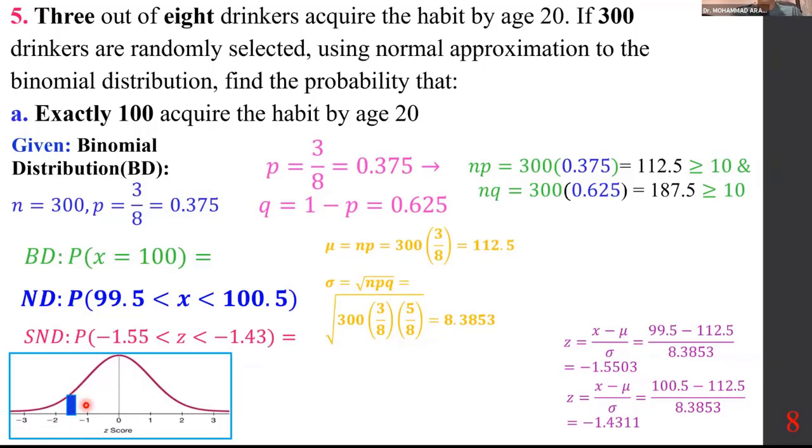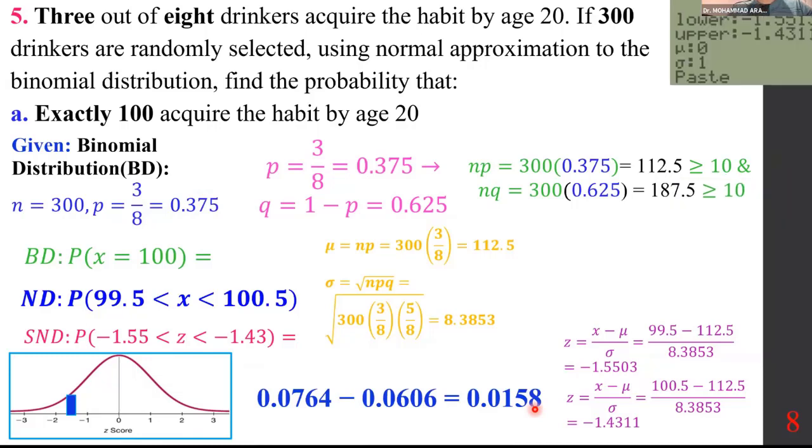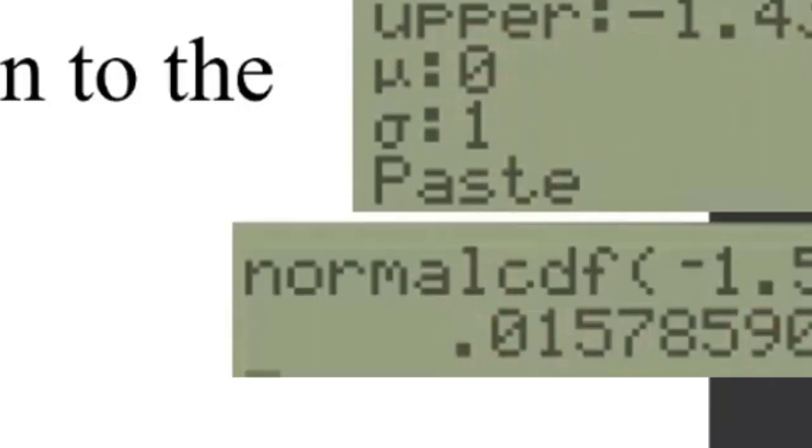And now, using the table, we come up with 0.0158. So you can use the table, or you can use the technology. If we are going to use the technology, normalcdf, the lower value with, of course, more decimals here, and the upper value with more decimals, mu is 0, sigma equals 1, and it gives you the answer.